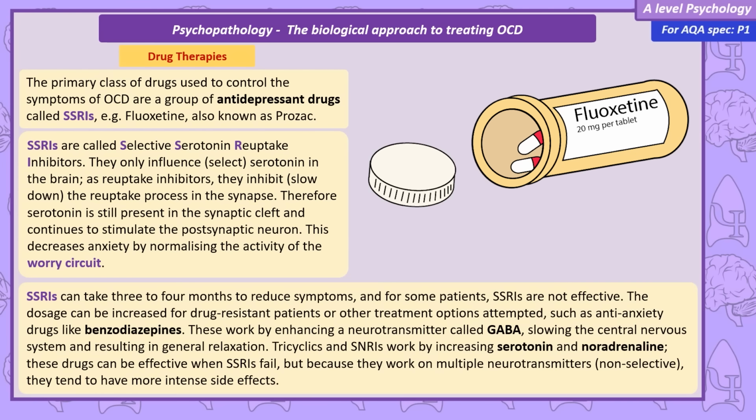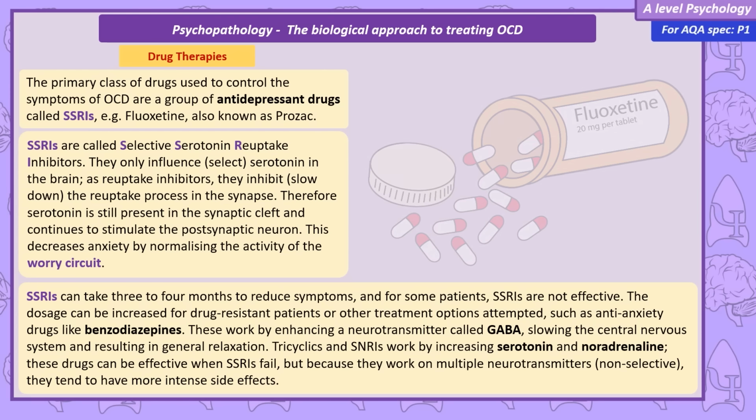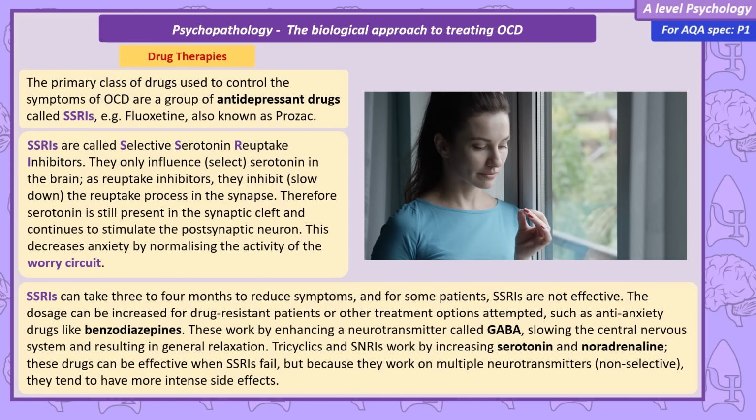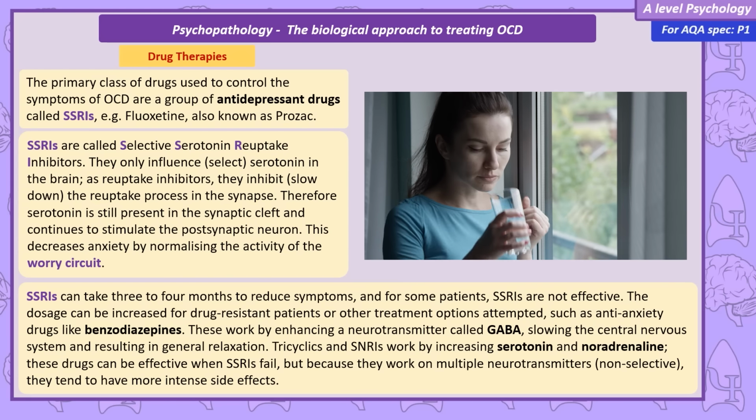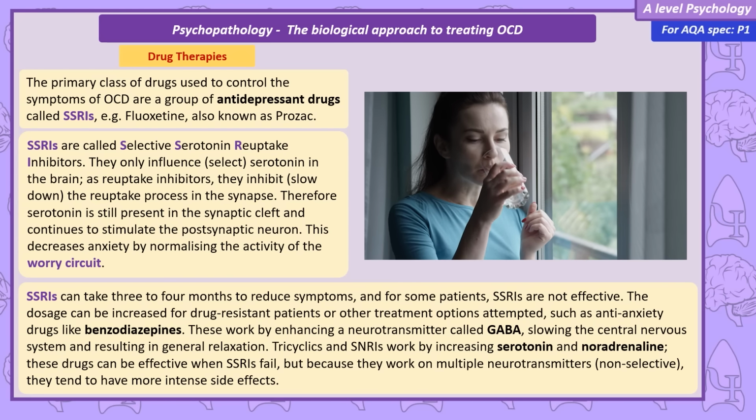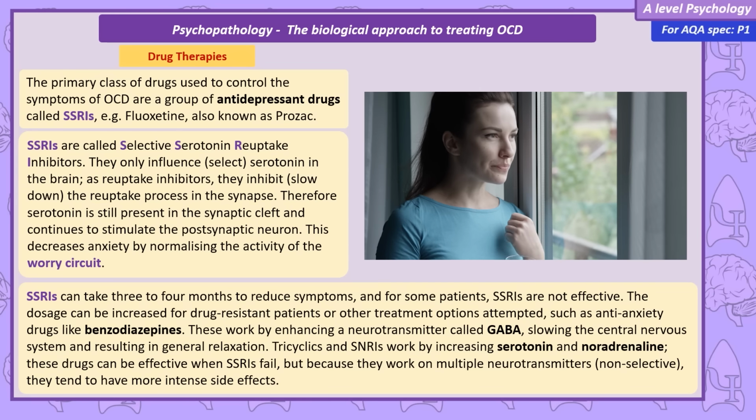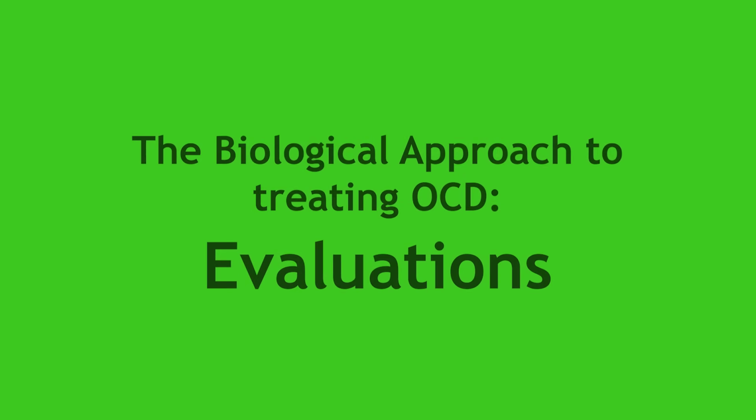However, for some patients, SSRIs are not effective. The dosage can be increased, but there are other treatment options. Anti-anxiety drugs like benzodiazepines enhance the neurotransmitter called GABA, slowing the central nervous system, resulting in general relaxation. Tricyclics and SNRIs work by increasing serotonin and noradrenaline. These drugs can be effective when SSRIs fail, but because they work on multiple neurotransmitters, they tend to have more intense side effects. Evaluations of biological treatments for OCD.